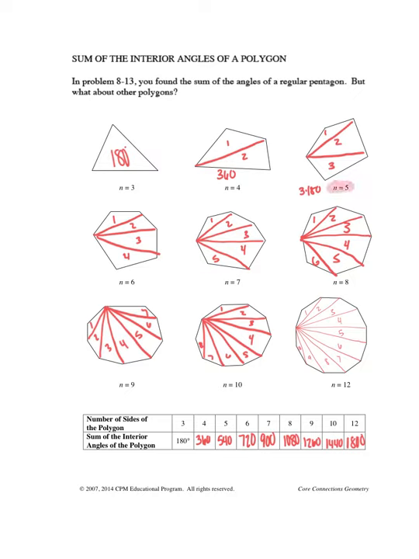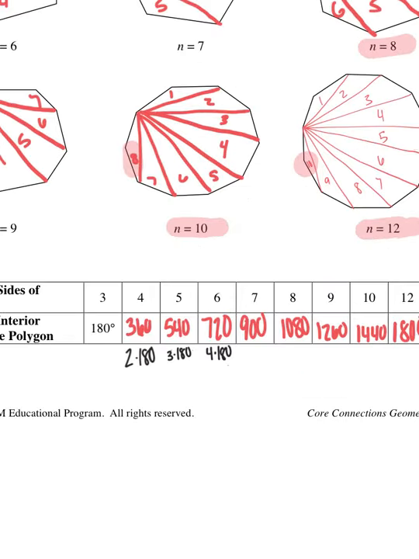every shape I have, I always have 2 fewer triangles than sides. For example, for a 5-sided shape, I have 3 triangles. For an 8-sided shape, I had 6 triangles. For a 12-sided shape, I had 10 triangles. For a 10-sided shape, I had 8 triangles. So I was always taking the number of triangles times 180 to get the total number of degrees. If I look even more closely, the number of triangles is always 2 less than the number of sides.